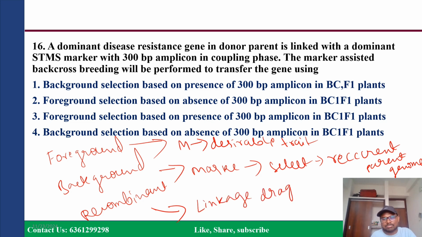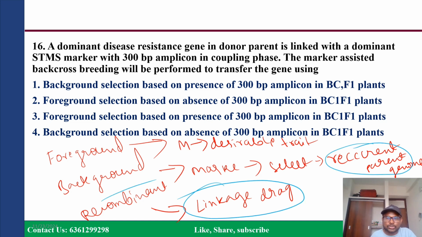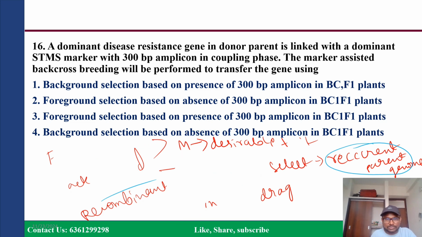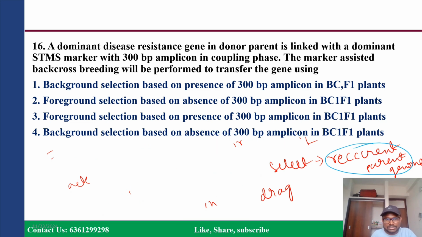If you know these things, it's more than enough for any exam. Recombinant selection avoids linkage drag, background selection recovers the recurrent parent genome, and foreground selection selects the desirable trait. Okay, then you will solve this question. What exactly does it mean?